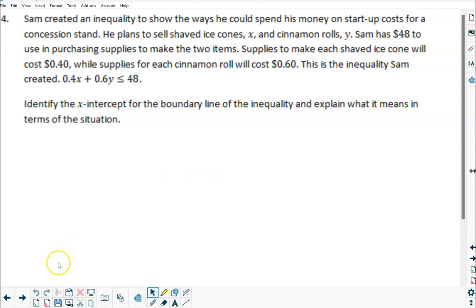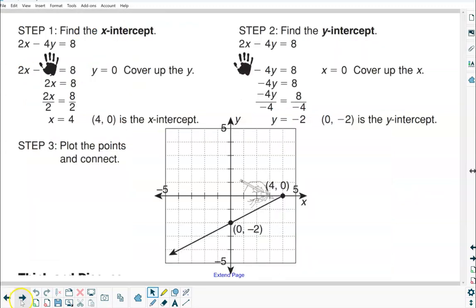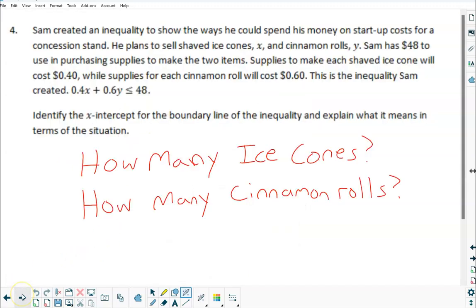So first, just get a little visual aid here of the ice cones and cinnamon rolls. Okay, that's how much it is for each, 40 cents and 60 cents. And what I want you to do is find the x-intercept. Find the x-intercept, right? That's first. And then write down what it means.